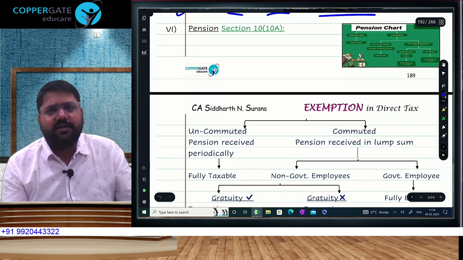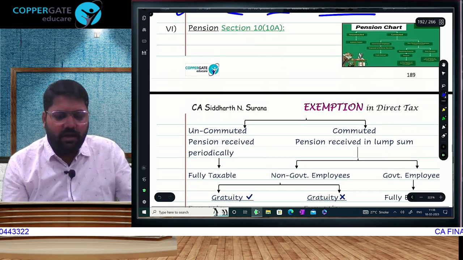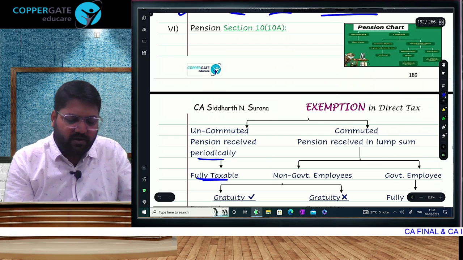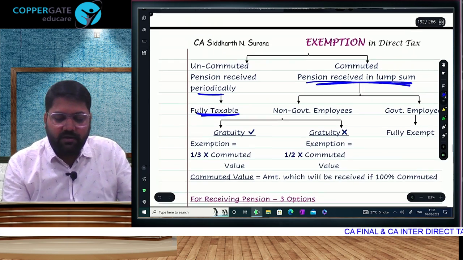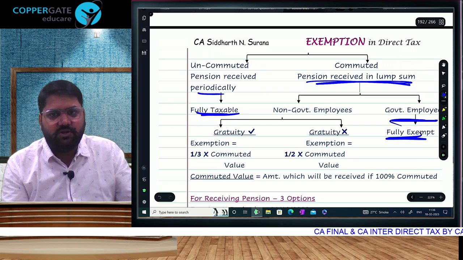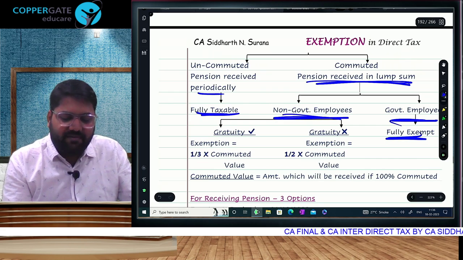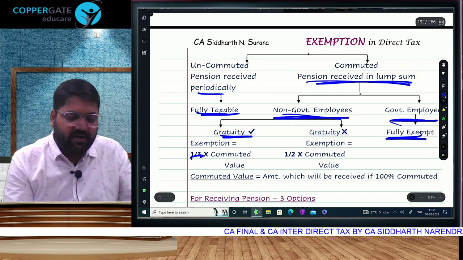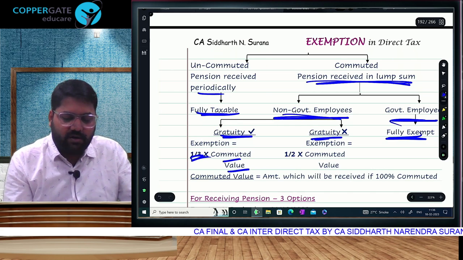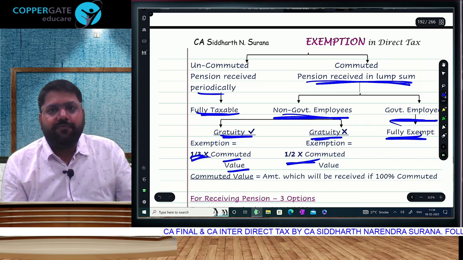Next, pension. After retirement, when you get anything, it is going to be called pension. If you are taking it monthly, periodic, then it is going to be fully taxable. But if you are taking a lump sum, commuting it, then for government employees it is fully exempt. For non-government employees, we will go and check. If you have received gratuity, you are in a good position, so we will take one third of the commuted value. And if you have not received gratuity, we will take half of your commuted value.